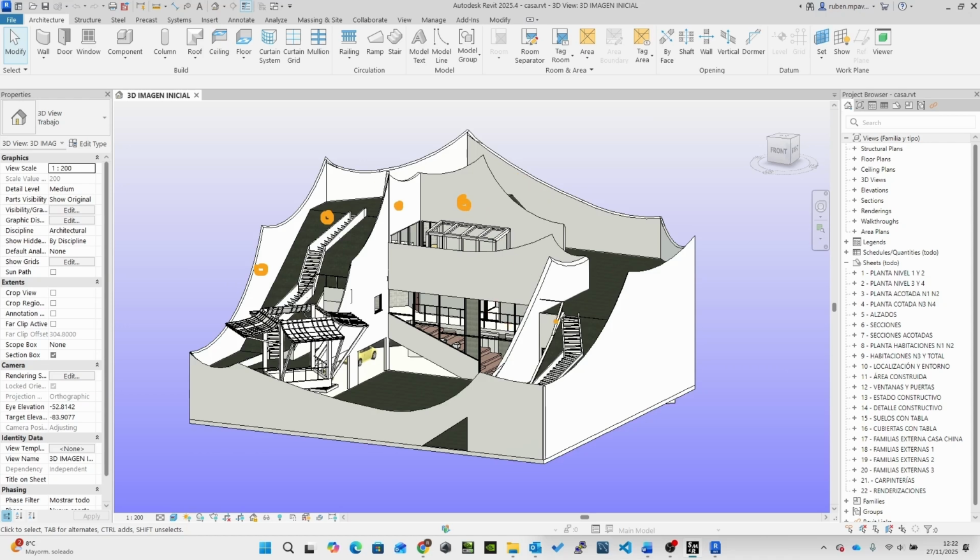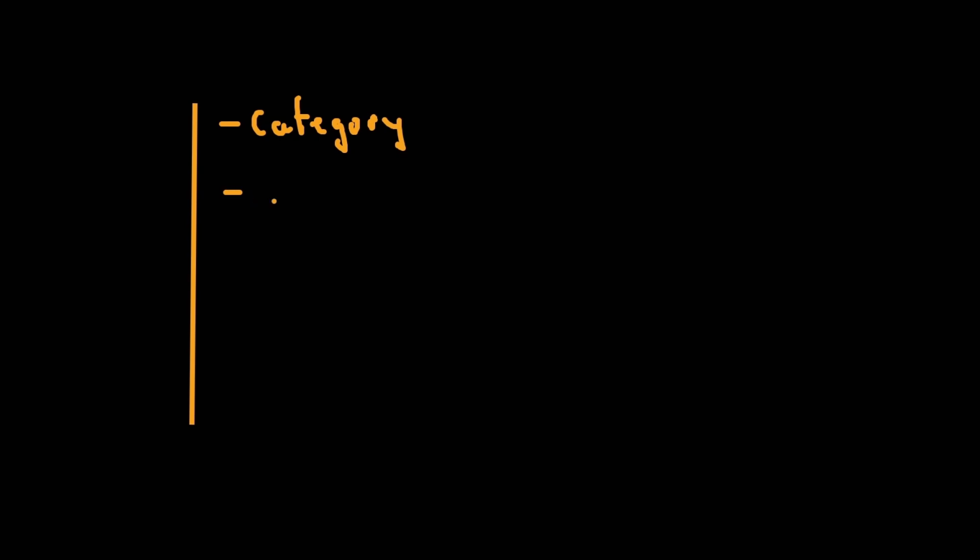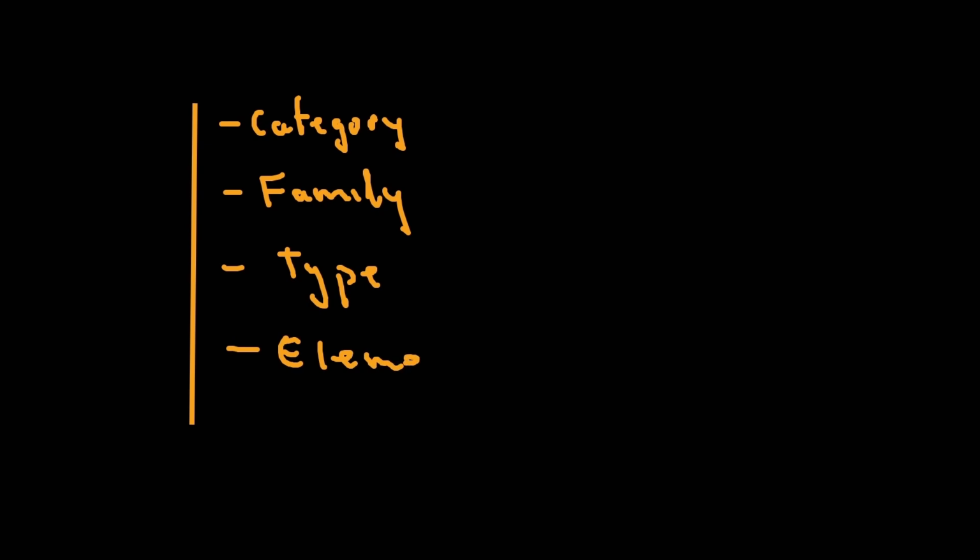What happens is that, for instance, in Autodesk Revit, we are going to have this sorting. The first one is the category of the element. Later is the family. Third one is the type. And the last is the element.